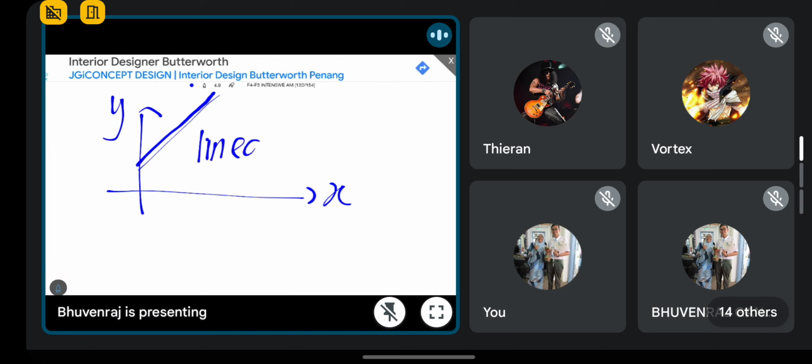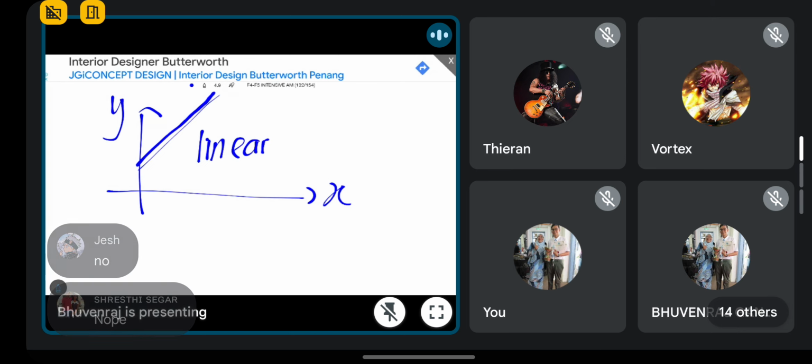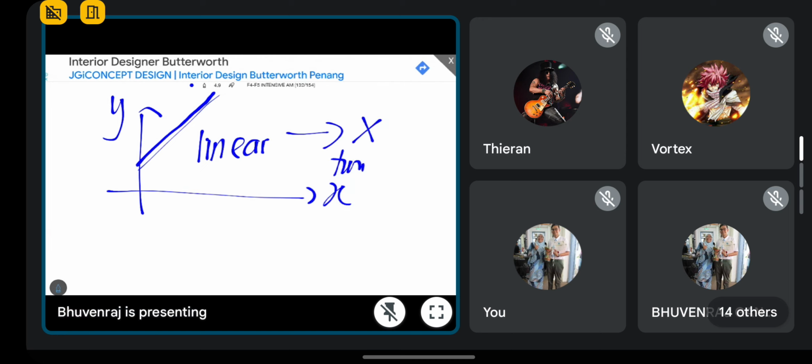So can I ask you guys, does this graph have a turning point or not? Adakah graph ni mempunyai titik pusingan? Based on what I explained on the quadratic just now. Does the shape of this graph change, guys? Yes, very good. No. Means no turning point. Very good.